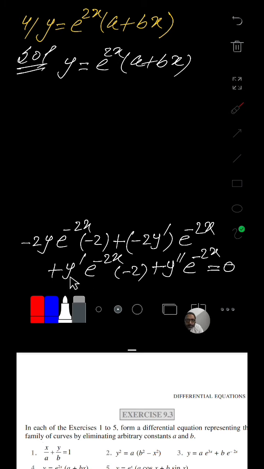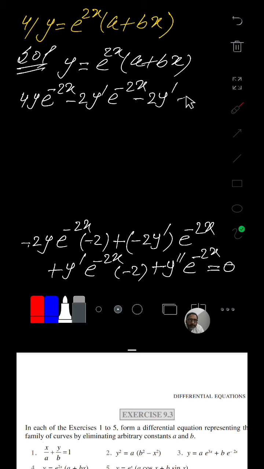Now proceeding from this step, we have to simplify this. When we open up, this minus 2 will multiply this minus 2 becomes 4 positive, and 4y e raised to the power minus 2x, and that is minus 2y dash e raised to the power minus 2x. Next term minus 2y dash e raised to the power minus 2x, because this minus 2 will multiply this plus 1, so minus 2 plus 1 is minus 2, and third term is plus y double dash e raised to the power minus 2x is equal to 0.